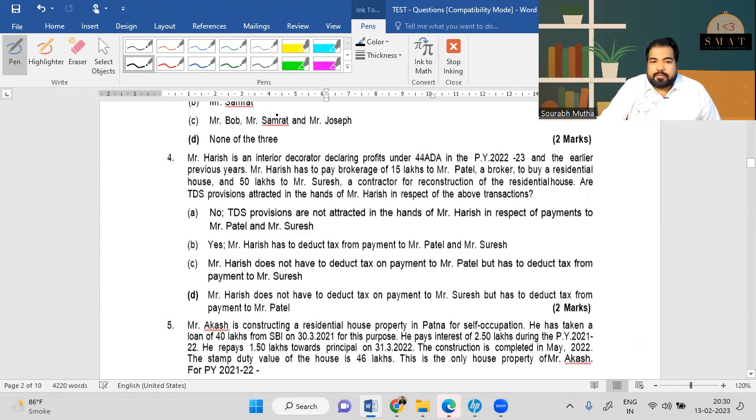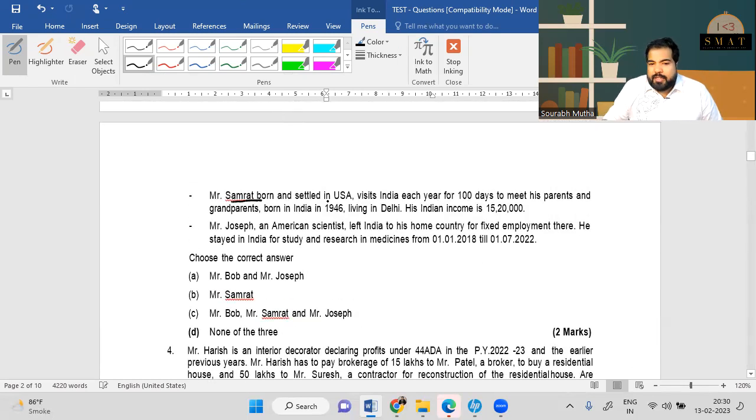Samrat. The next one, Samrat is born and settled in USA. So he must be called Sam or something in the US. He visits India each year for 100 days to meet his parents and grandparents who are born in India. So basically, Samrat is a person of Indian origin. He comes to India for 100 days. So basic condition 1 will not be fulfilled. Basic condition 2, although it would be fulfilled, does not apply to him because, guys, this condition does not apply to two kinds of people: employment and visiting. He is not under employment, but he's an Indian citizen or PIO visiting India. So this condition will not apply. So Samrat, you are a non-resident.